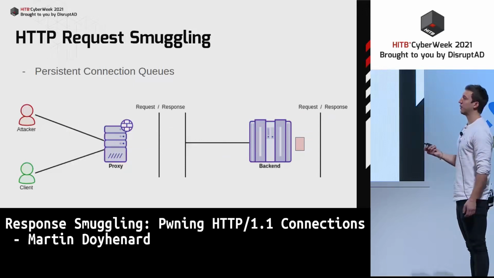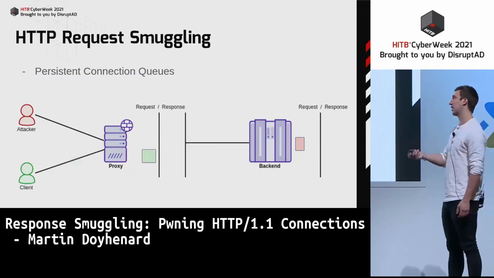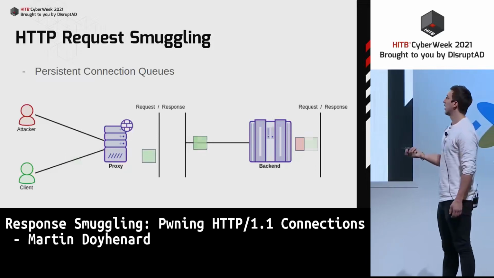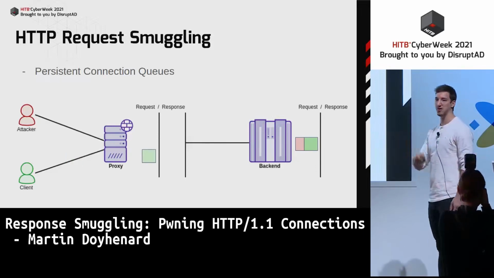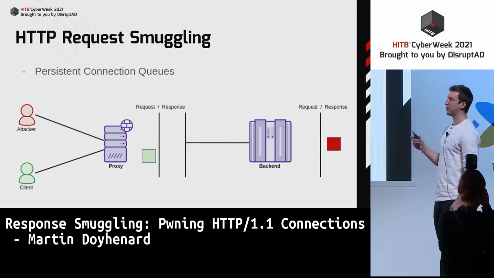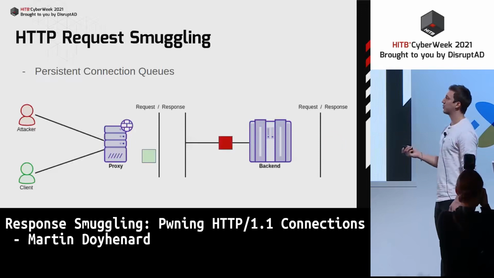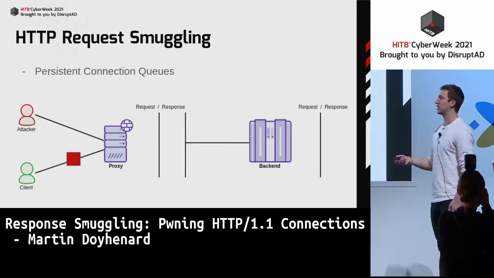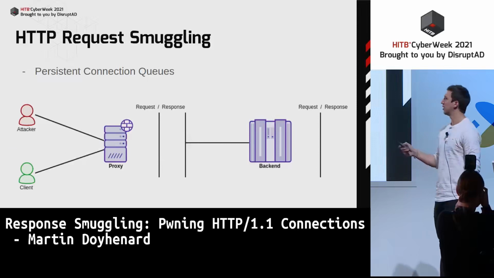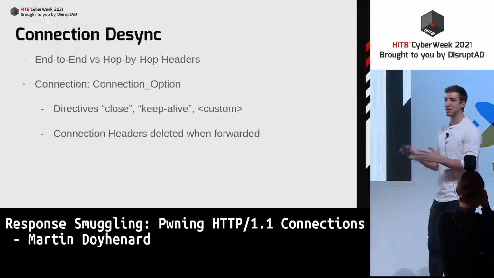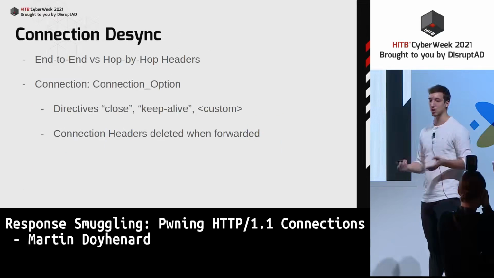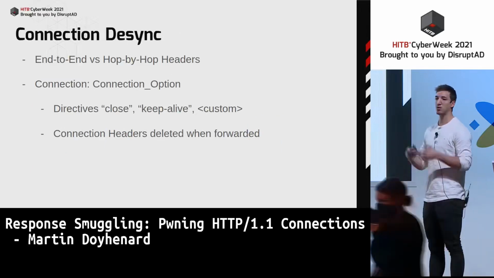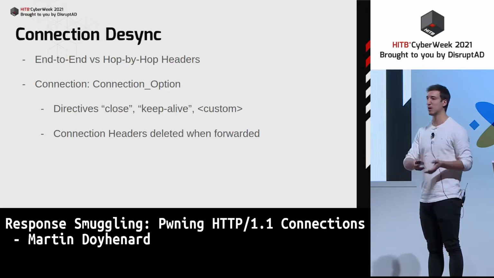But then when the victim or the client sends a new request, this will be forwarded again by the proxy, and the backend will concatenate it with the previous injected prefix. It will create a response, and the response will again be sent back to the client. So that's the main idea of HTTP request smuggling or desynchronization. We will see later how to exploit this or how to exploit using request smuggling.